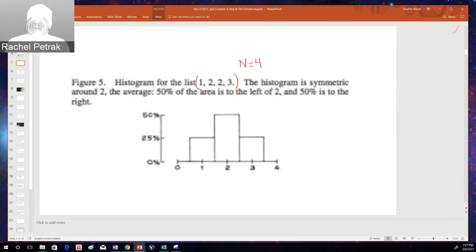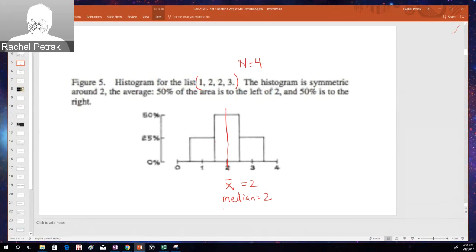And they're saying this histogram is symmetric around 2. The average, 2, is the average. And 50% of the area is to the left of 2 and 50% is to the right, which makes 2 the median as well. So we know that the mean equals 2 and the median equals 2, right? You can see hopefully how this is the spot where 50% of the data is above and 50% is below.